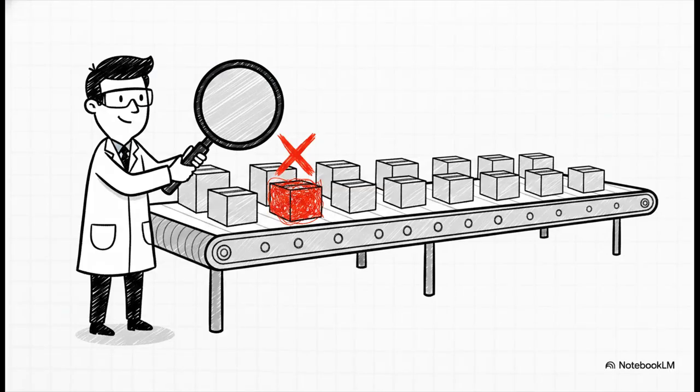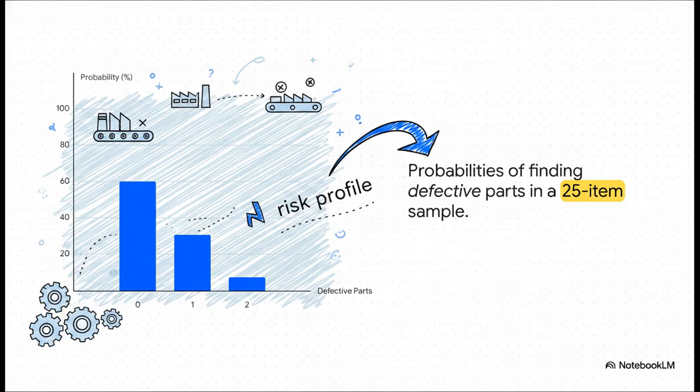I want you to imagine yourself as a quality control inspector on the floor of a really busy manufacturing factory. You need to pull a sample batch of 25 parts off the assembly line to check them. Based on historical data, you already know the probability of any single part being defective is 2%. So looking back at our recipe, N is 25, and P, our probability of a defect, is 0.02. By plugging those exact numbers into our binomial formula, we generate this visual risk profile.